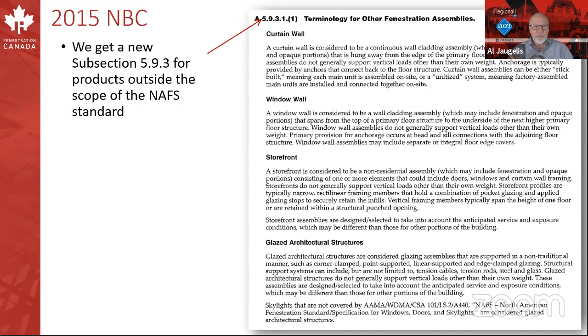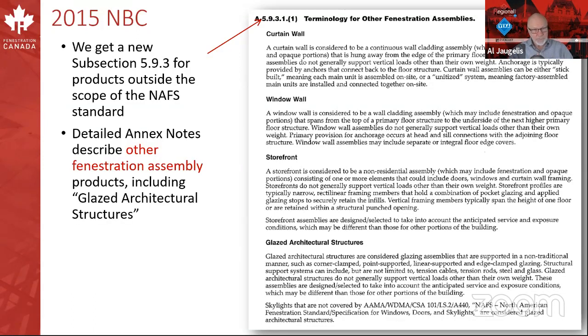But it's very important when looking at this subsection to read all of the annex notes, because there's a lot of detailed information there. They actually define what they mean by curtain wall, window wall, storefront, what's included under glazed architectural structures. And for every performance aspect in subsection 593, there are detailed annex notes. I'm going to feature some of them in this presentation, but you owe it to yourself, if you are dealing with products in this category, to be very familiar with the notes that apply to this part of the code.